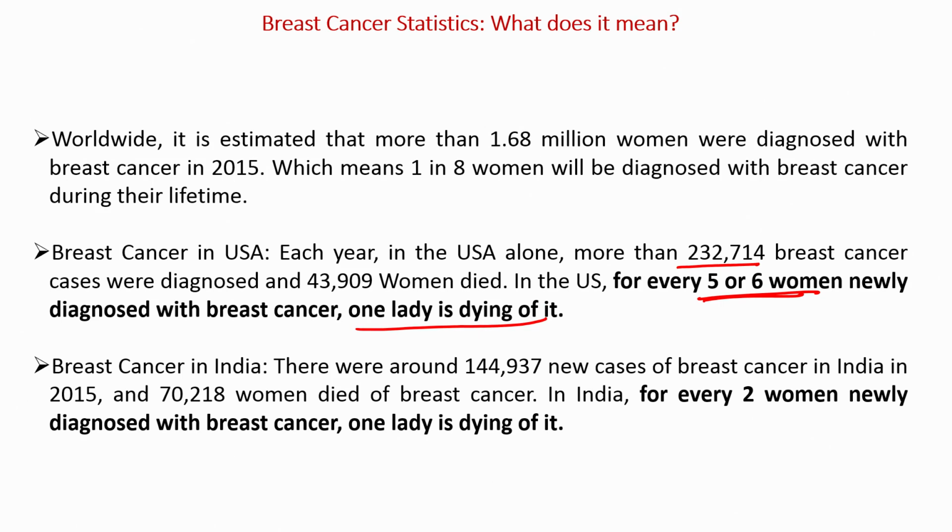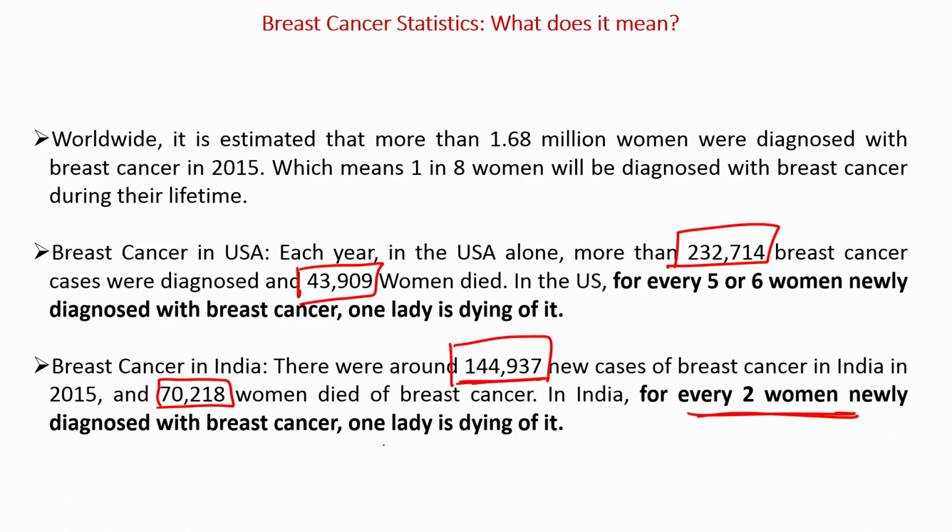Now, let us look at the figures from our country, India. Around 1,44,937 cases of breast cancer were diagnosed in 2015, out of which 70,218 died. You can see this figure: 2,32,714, 43,909 died, and here 1,44,937, 72,108 died. That means for every 2 women newly diagnosed, 1 is dying when we talk about India.